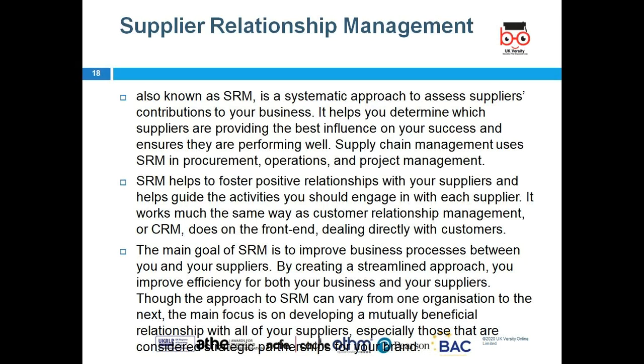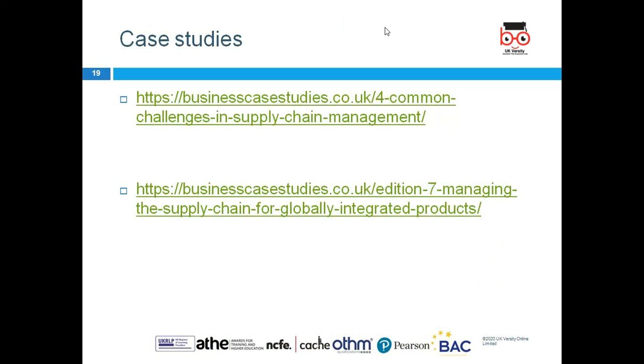Supplier relationship management, also known as SRM, is a systematic approach to assess the supplier's contribution to your business. It's huge. We can develop good relationships with suppliers through e-procurement as well. We can see them, we can involve them, we can see their warehouse, we can see demand, and a CRM system can provide customer relationship management, and that will also help.